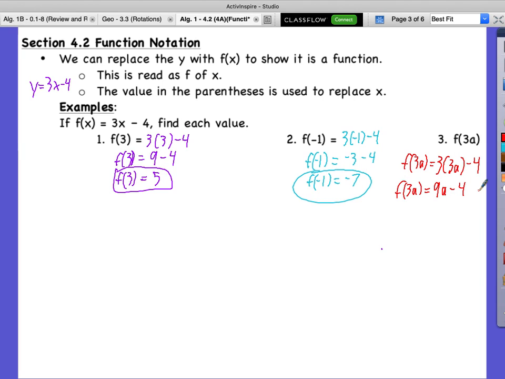Can we simplify that anymore? No. We can't combine 9a and 4. And this is not a 3a we can mess with. This is just saying this is what this is all equal to. So the f of 3a is not something we're going to move around, and we don't treat it like a number. We're just saying this would be like our y. So that's what we're solving for, and here it's already by itself. We're keeping it by itself and just simplifying the other side. Questions on that?